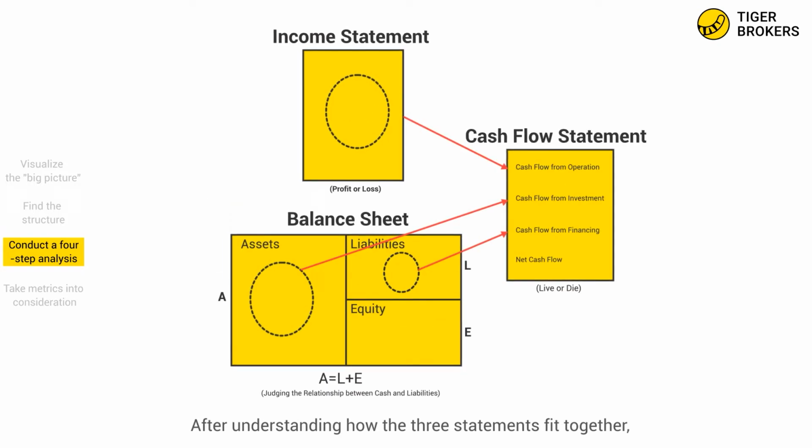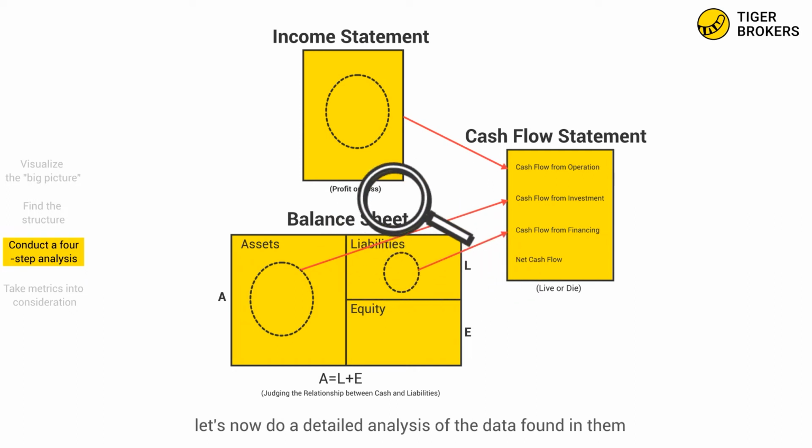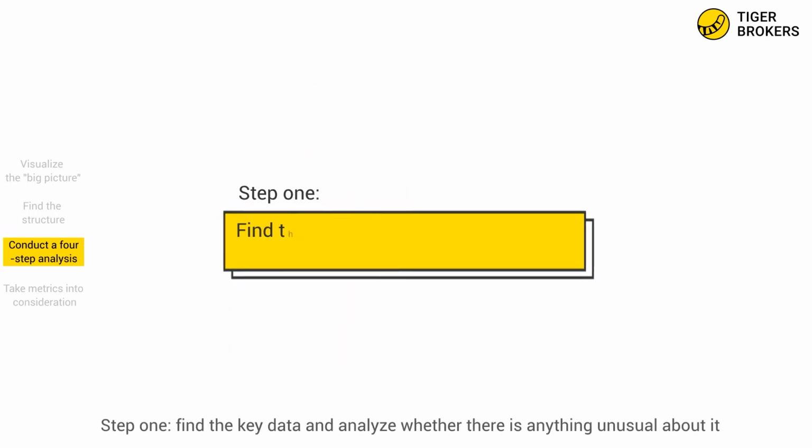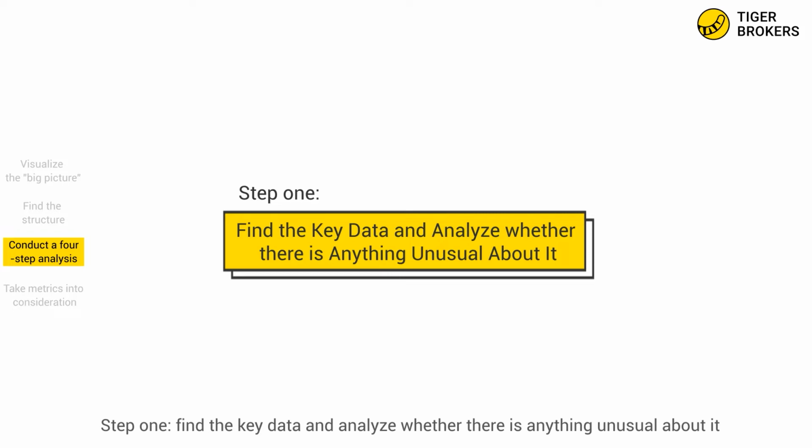After understanding how the 3 statements fit together, let's now do a detailed analysis of the data found in them. We'll do that in 4 steps. Step 1. Find the key data and analyze whether there is anything unusual about it.